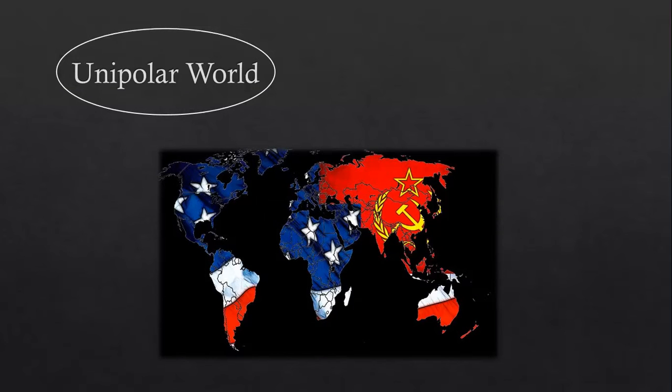The first one is the unipolar world, and we are currently living in a unipolar world. To understand this, we must go back to the end of World War II, when the Cold War began and the world was divided into big poles, communism and capitalism.